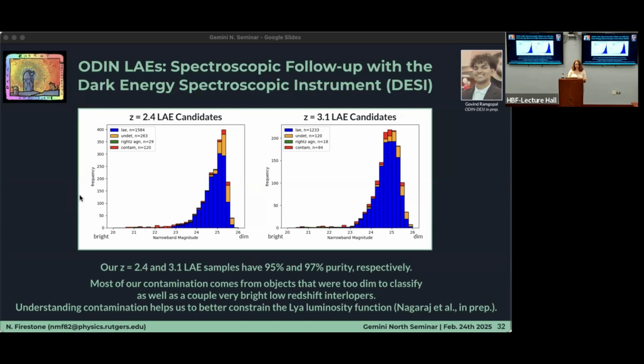We have a couple of low redshift interlopers as well, but these don't seem to be at any particular redshift in huge excess. So we're very happy about these results, and they're going to help us also to better constrain our Lyman alpha luminosity function, which we're just getting ready to submit a paper on by Gautam Nagaraj. So keep an eye out for that as well.